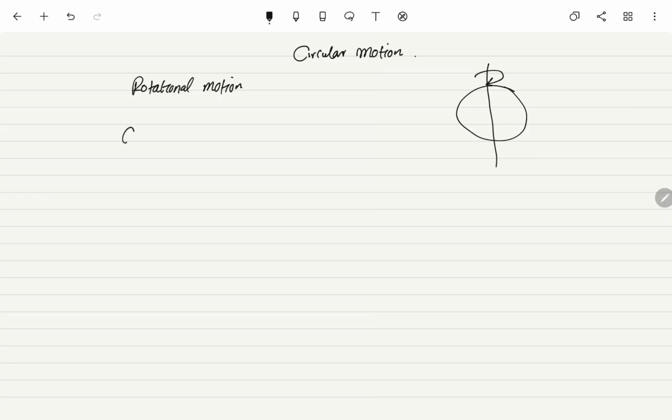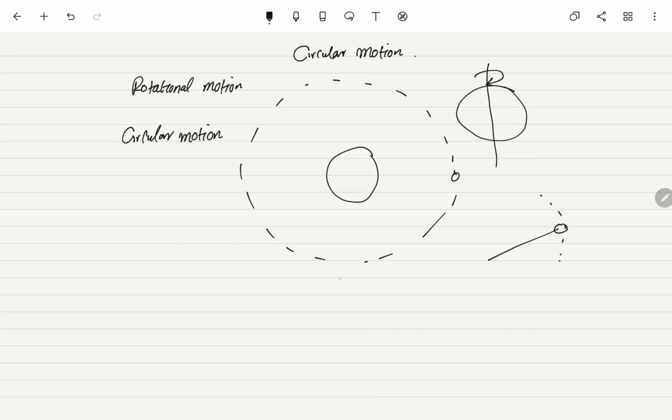In circular motion, the situation is quite different. An object is moving around another center, like the moon is moving around the earth. If this is the earth and there's the moon here, it's moving around the earth in a circular path. This is called circular motion. Another example of circular motion is a simple pendulum. An object is tied with a rope like this, and it's moving like this. This is called circular motion.